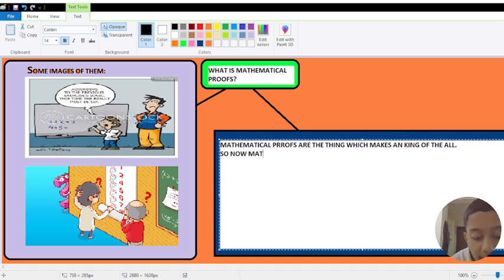So now, mathematical proof is used for measuring and calculations.